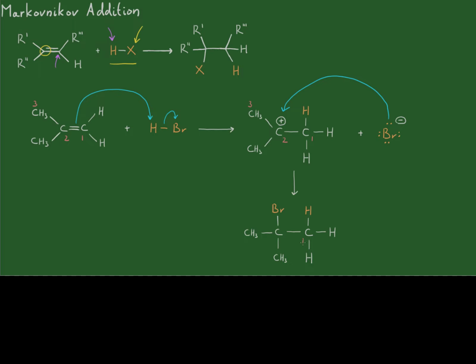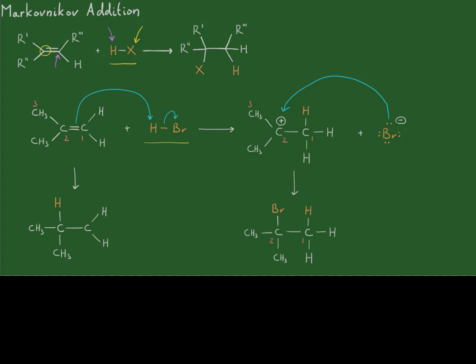So the hydrogen of the hydrogen bromide is on carbon 1, and the bromide of the hydrogen bromide is on carbon number 2. At this stage you might ask, why is it that this happens? Or why is it that in the first step the hydrogen does not end up on carbon number 2? Well, let's look at that situation.